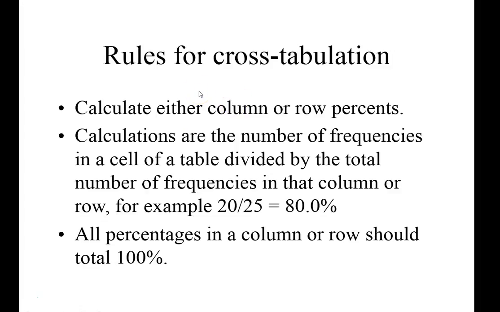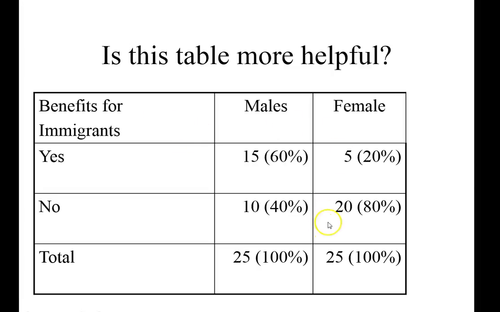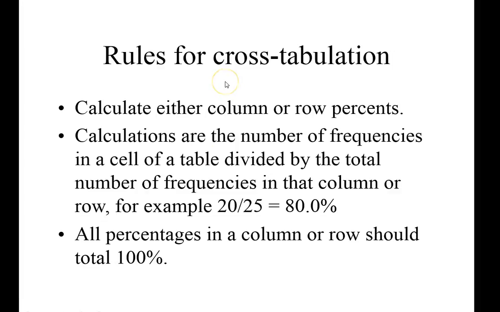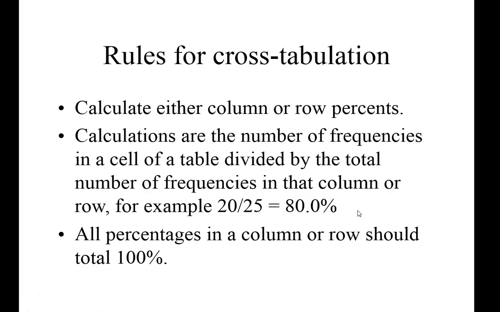Cross-tabulations. This is what we were using. Really, when we have these tables here, we're cross-tabulating. That's what this is. So we are going to calculate either the column or the row percents. Our calculation is the number of frequencies in a cell of a table divided by the total number of frequencies, right? Right here. That's where we get this. And all percentages in a column or row should total 100%.